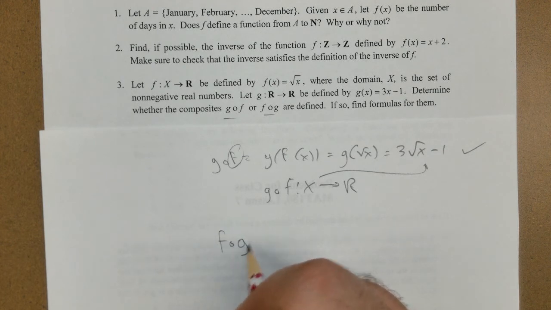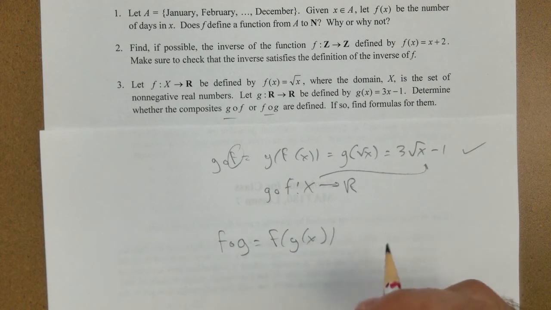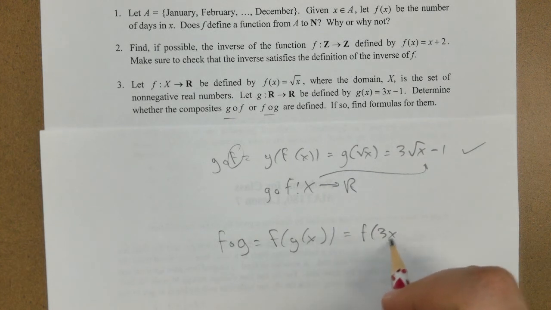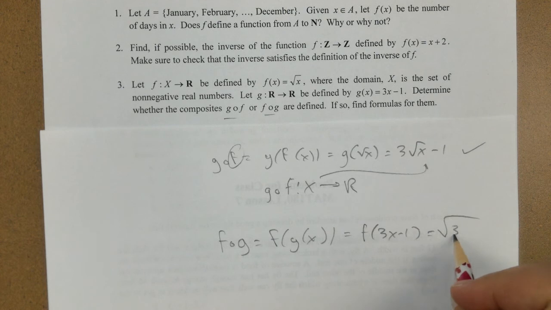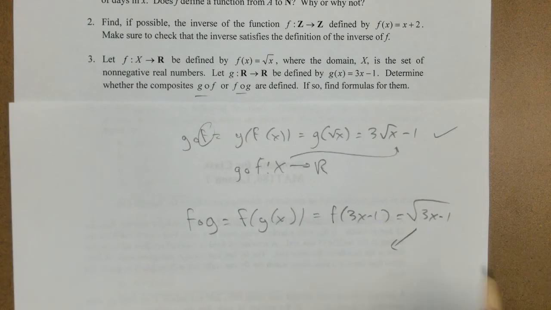If you go the other way, I've circled g, it's f of g of x. I start with g of x, which is 3x minus 1, and then I want to square root that. Let's think about this expression here. When is this positive? This would have to be greater than or equal to 0, so x would have to be greater than or equal to 1/3. So this function makes sense only when x is 1/3 or bigger.